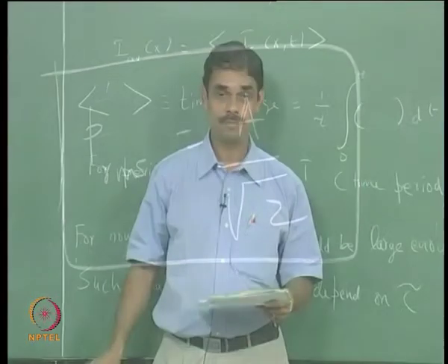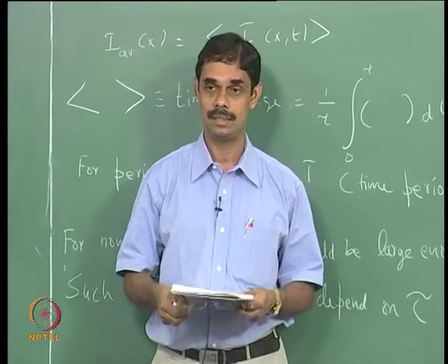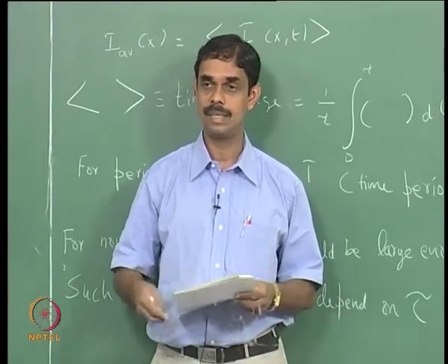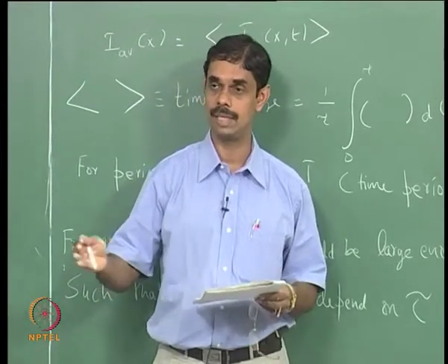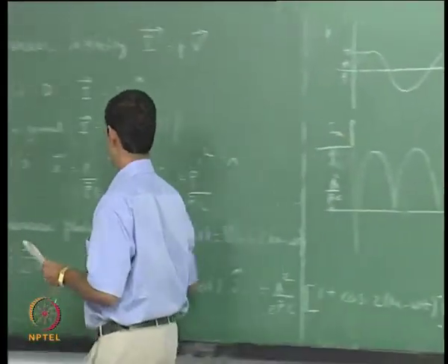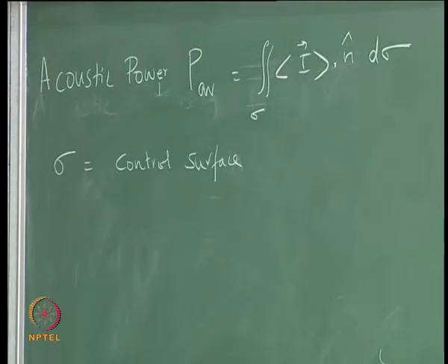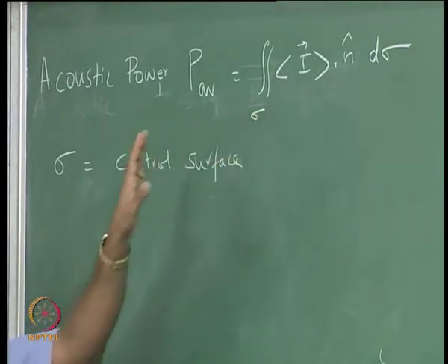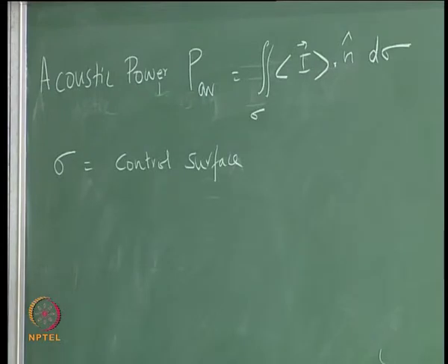And now we speak about another quantity called acoustic power. Acoustic power is the net acoustic intensity flowing through the entire surface. So we can write a formal definition as follows. If you integrate this intensity over the entire surface you are dealing with, then you get the acoustic power. And acoustic power is a very useful quantity, because many times in propagating acoustic fields, the acoustic power will stay constant at various surfaces.